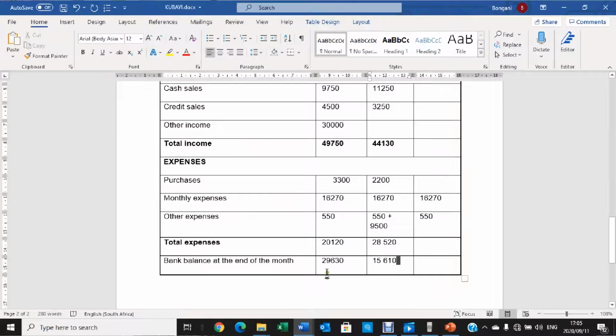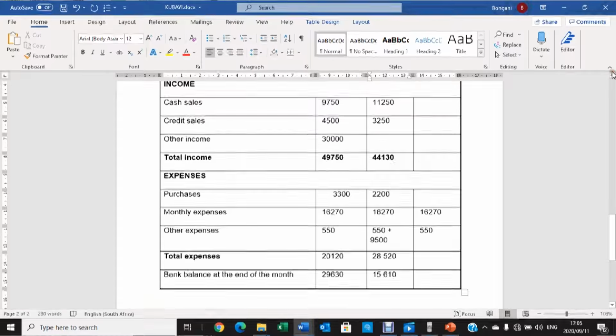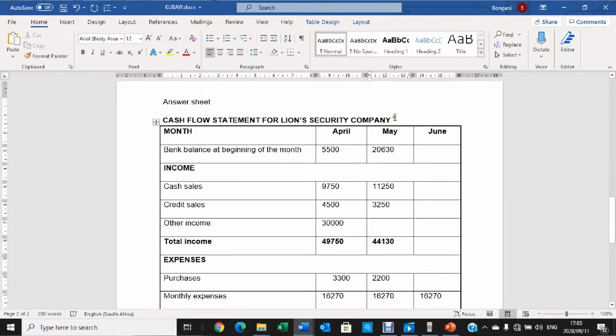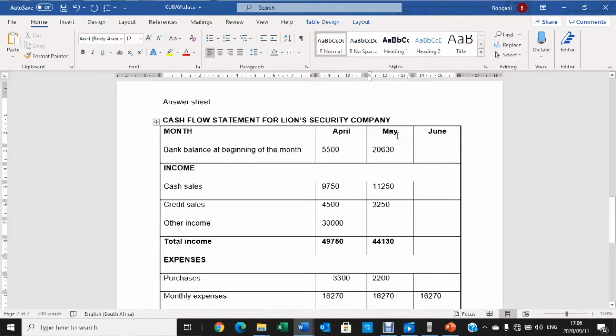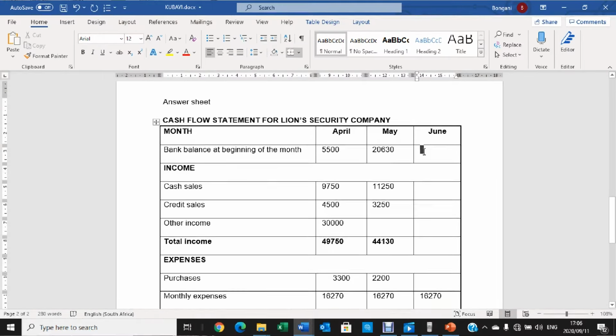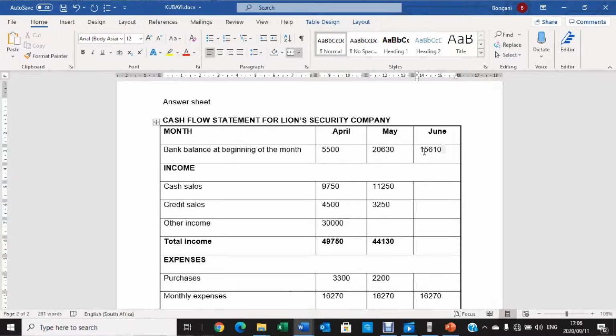15,610. Remember, the balance at the end of May will become the balance at the beginning of June. We go to June. The balance at the end of May was 15,610, and it becomes the opening balance in the month of June. Then we are going to have 15,610 as our balance at the beginning of June.